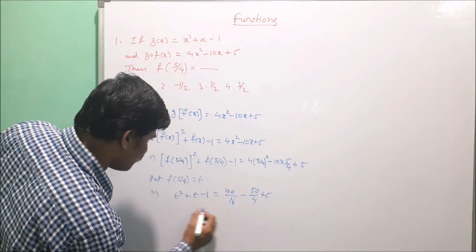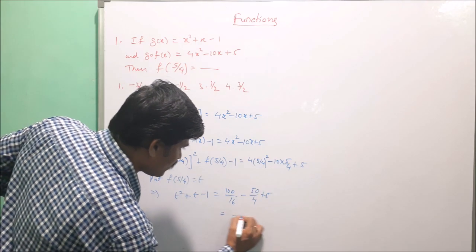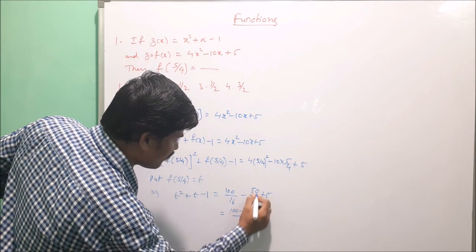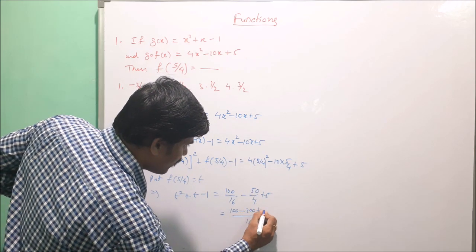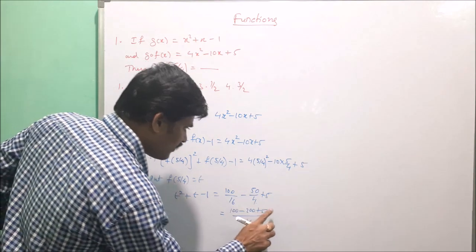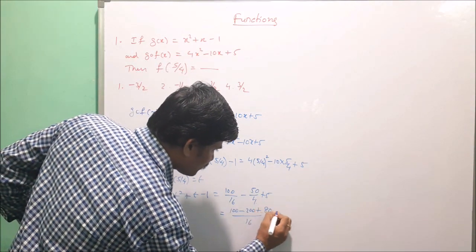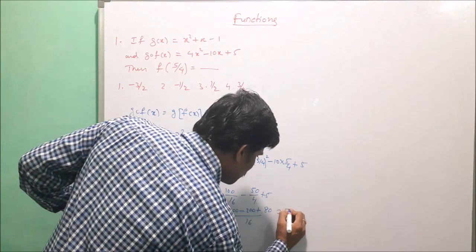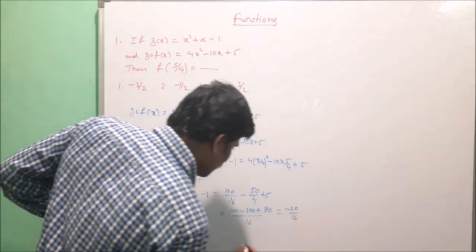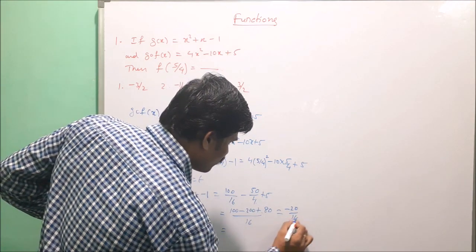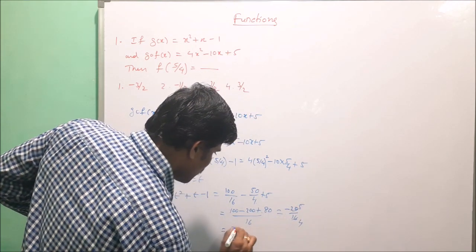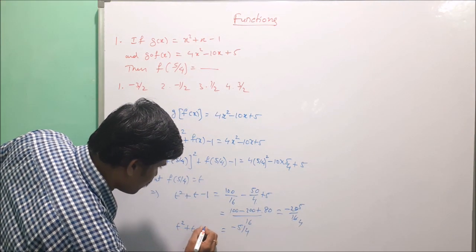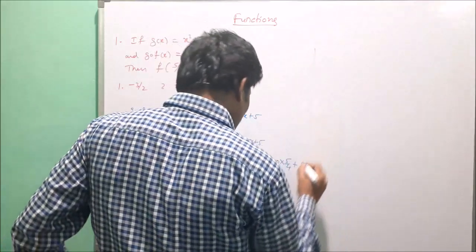Now here it can simplify, that equals to, the LCM is 16. 100 minus 4, 4 into 50 is 200, plus 5. 5 into 16 is 80, that equals to 180 minus 200, that is minus 20 by 16. Here cancelled by 4, 4 4s, 4 5s, minus 5 by 4. So here t square plus t minus 1 equals to minus 5 by 4.